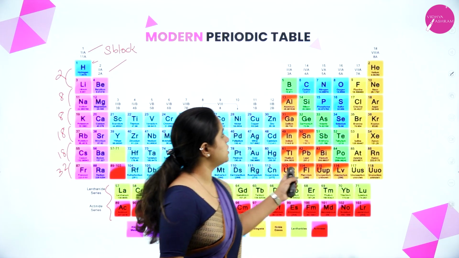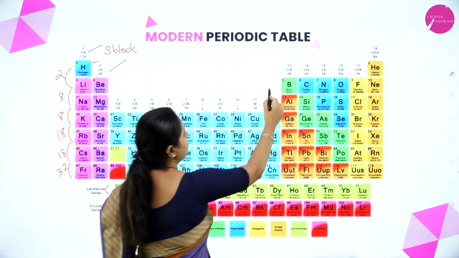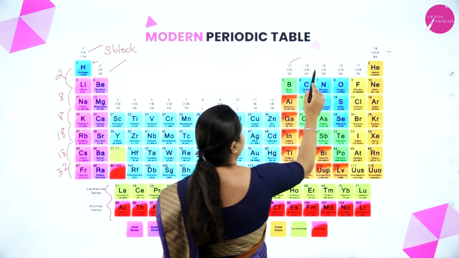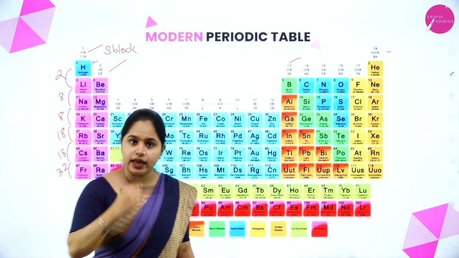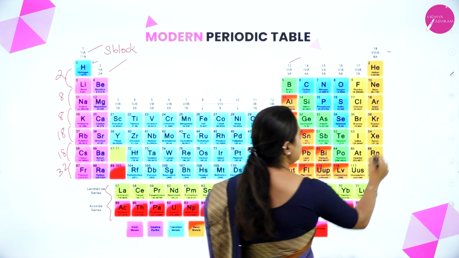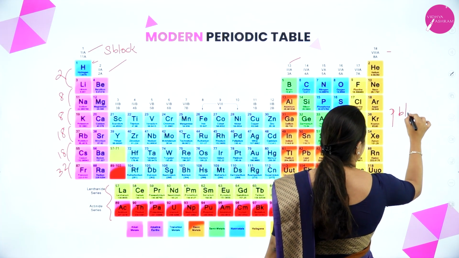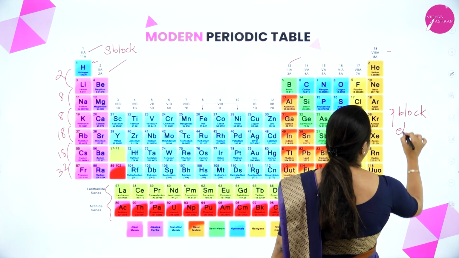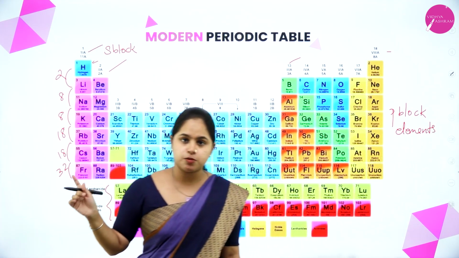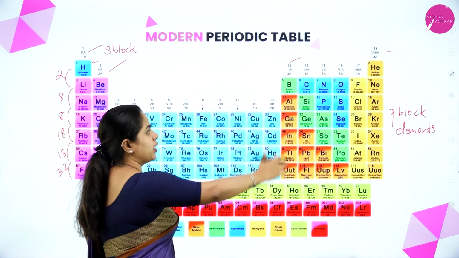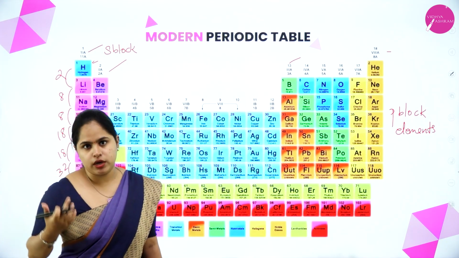Now, moving on to this part, from group 13 to 18, that is 13, 14, 15, 16, 17, 18. All these groups together are called P-block elements. So groups 1 and 2 are S-block elements. Groups 13 to 18 belong to P-block elements.